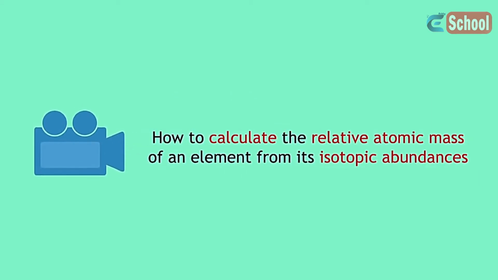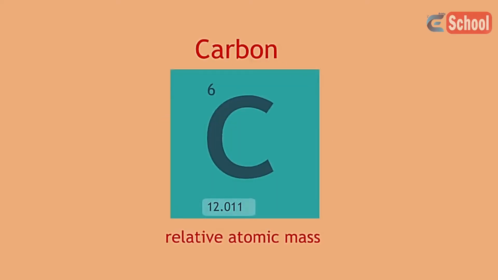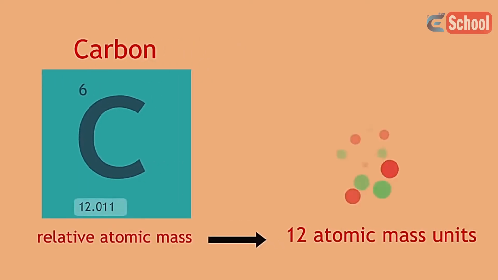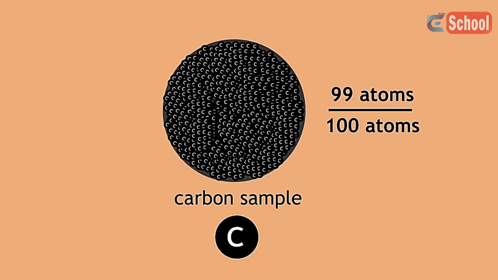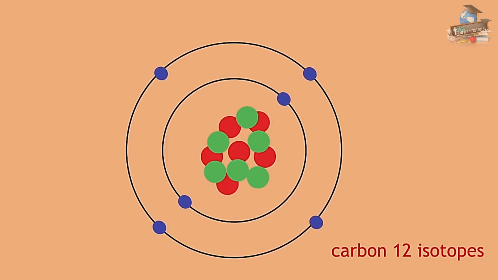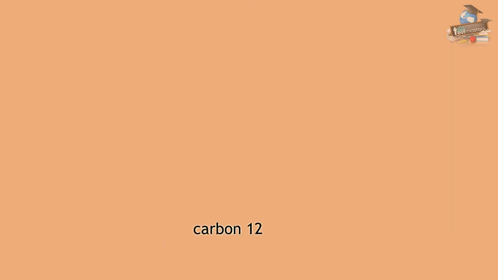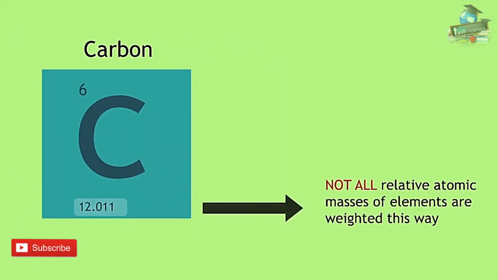In this video, we are going to learn how to calculate the relative atomic mass of an element from its isotopic abundances. If we consider carbon, its relative atomic mass is very close to 12 atomic mass units. This is because, in nature, 99 atoms out of 100 atoms of a carbon sample are carbon-12 isotopes. Another way of saying this is that carbon-12 has a 99% isotopic abundance. However, not all relative atomic masses of elements are weighted in this way.